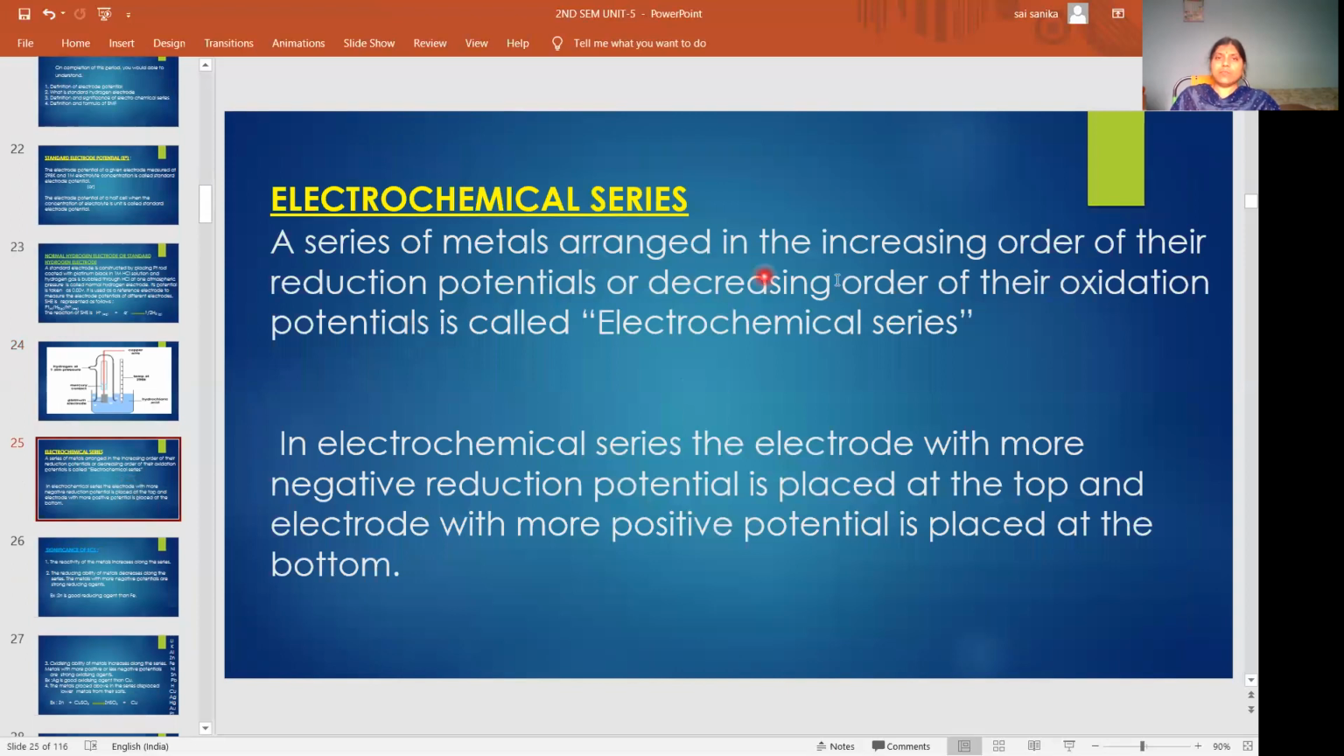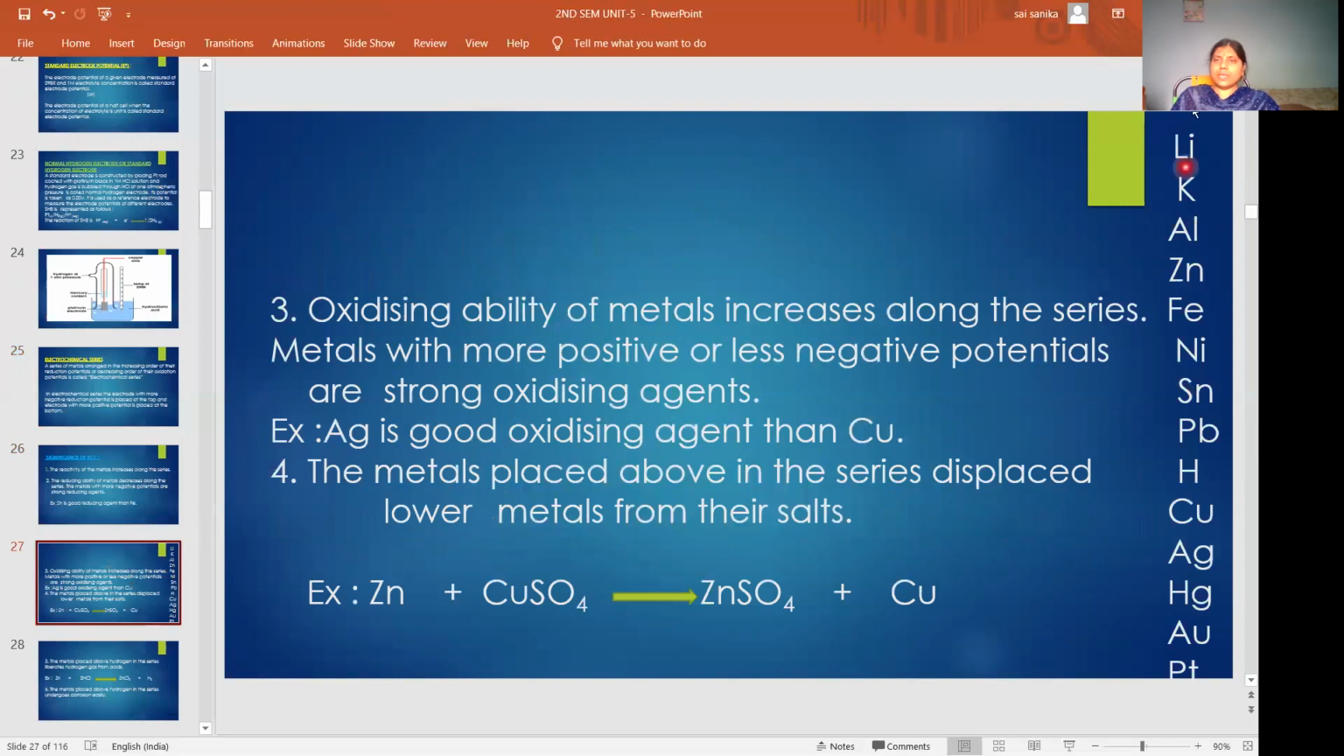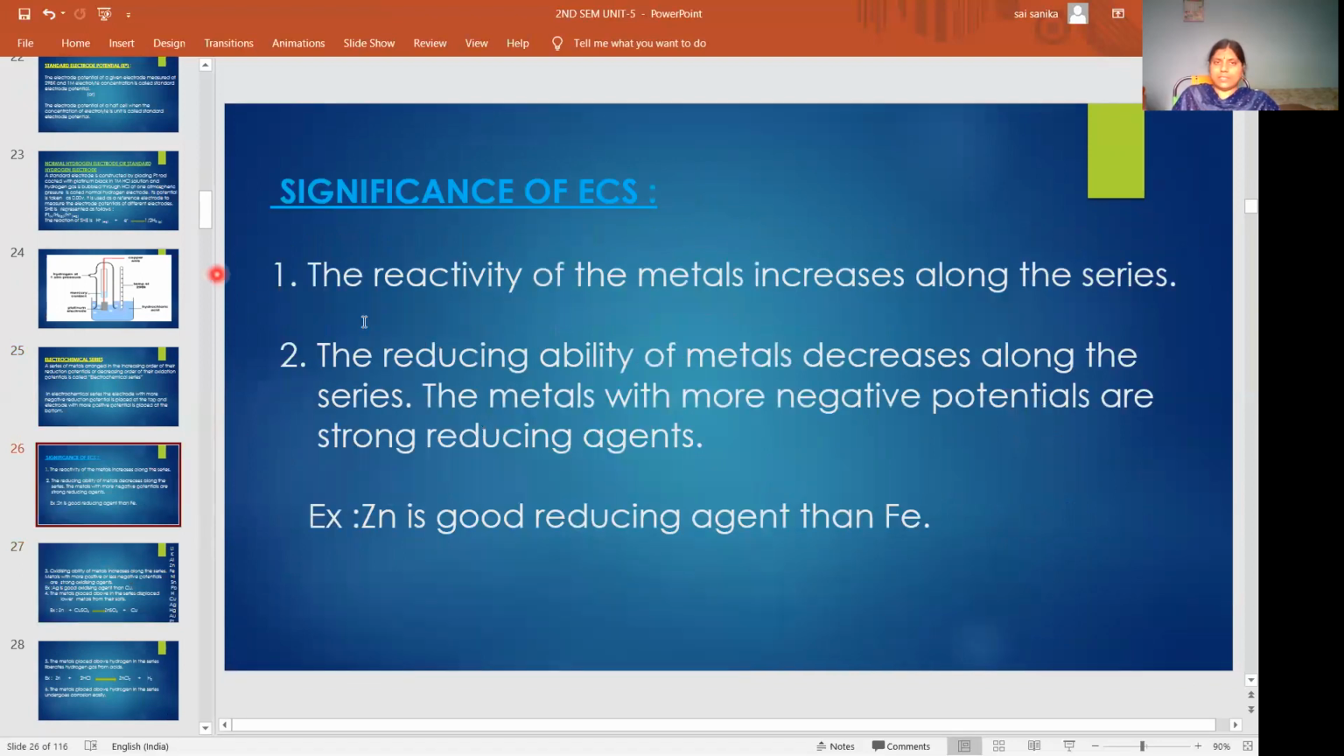Electrochemical series: a series of metals arranged in the increasing order of their reduction potentials, or decreasing order of their oxidation potentials, is called the electrochemical series. The electrode with more negative reduction potential is placed at the top and the electrode with more positive potential is placed at the bottom. If you see the series here, the topmost elements are active elements and the bottommost elements are inactive elements. If you come to the significance of this series, the reactivity of the metals decreases along the series and the reducing ability of metals decreases along the series. The metals with more negative potentials are strong reducing agents.